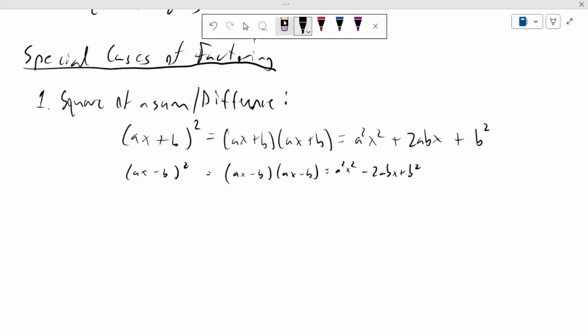Now that I've zoomed in, I'm still writing small. Hold on, let me make that bigger here. a squared x squared minus 2abx and then plus b squared. There we go.